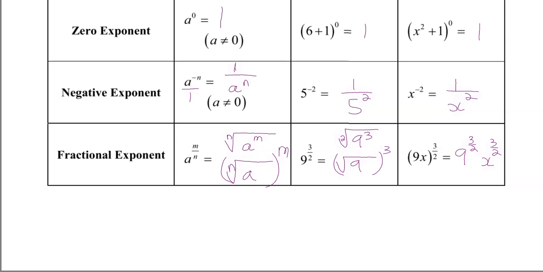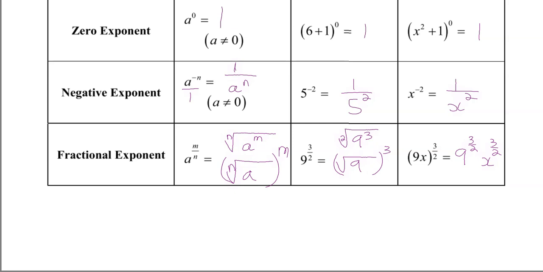9 to the 3 halves is what? It's not 9 times 9 1.5 times, right? 3 halves would be 1.5. Can't multiply a number by itself 1.5 times. So when we see a negative exponent or a fractional exponent, we need to change the form, right?